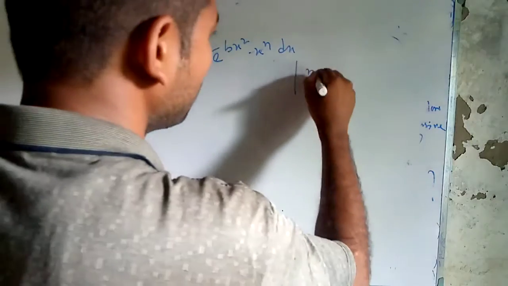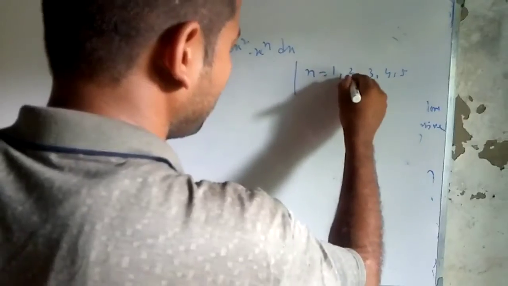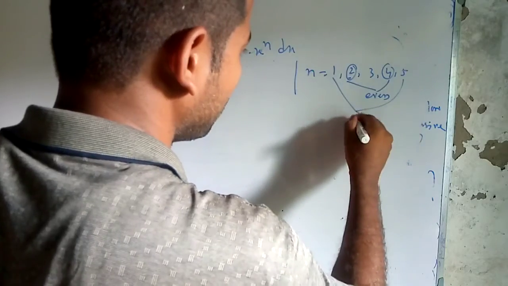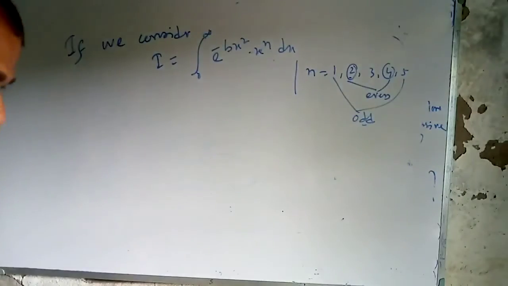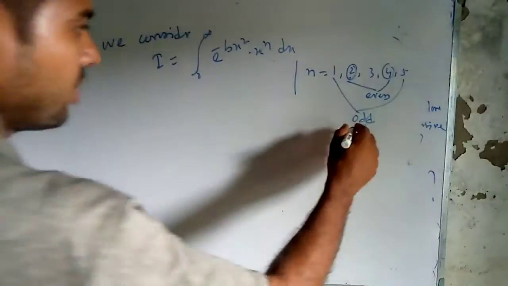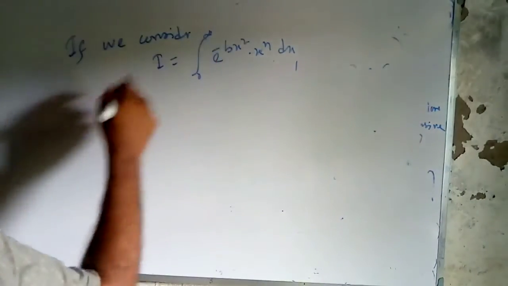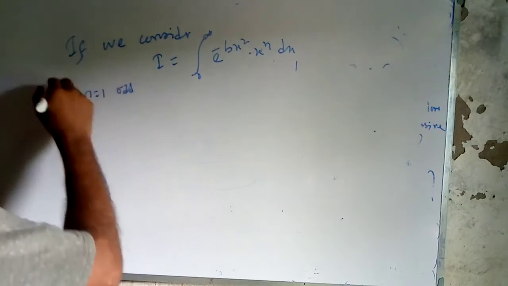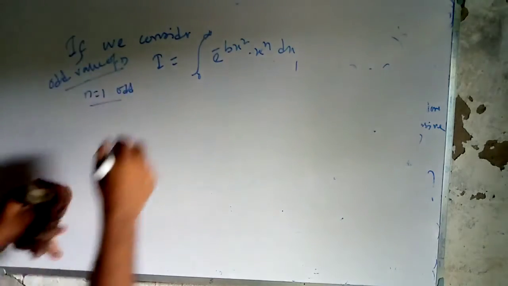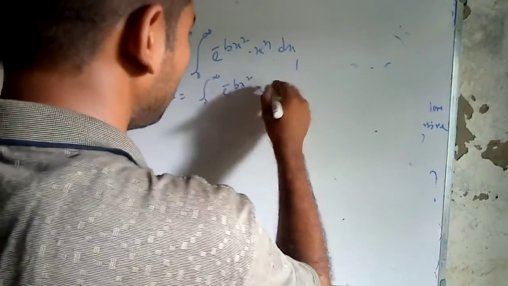Here n may be 1, 2, 3, 4, 5. This is an even value, and this is an odd value. To calculate this function, we can see that it is a different type of integration for even numbers and odd numbers. Let us see here. If n equal to 1, this is an odd value. For an odd value of n, I equals integral from 0 to infinity of e to the minus b x square into x dx.